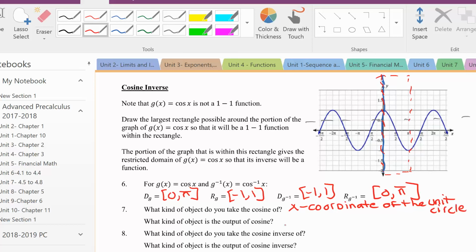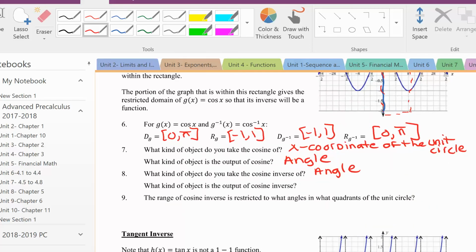And the object that's the output would be the angle. But then for the inverse, it's the reverse. You take the cosine inverse of the x-coordinate of the unit circle, and the output is an angle.